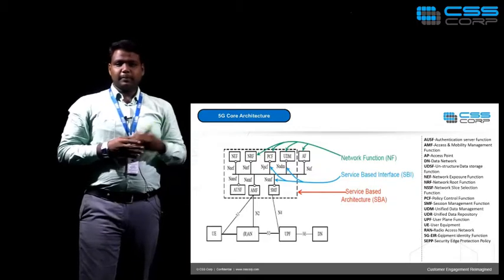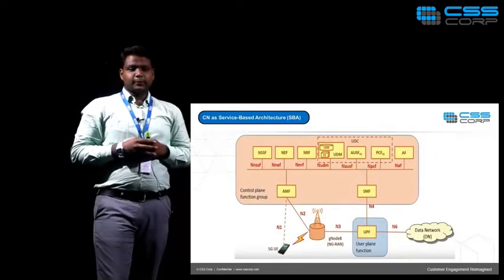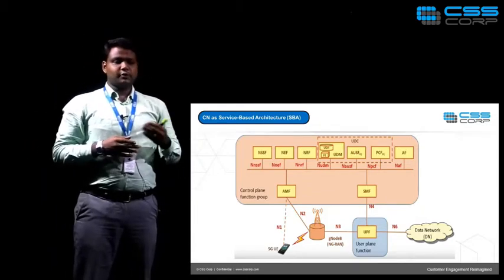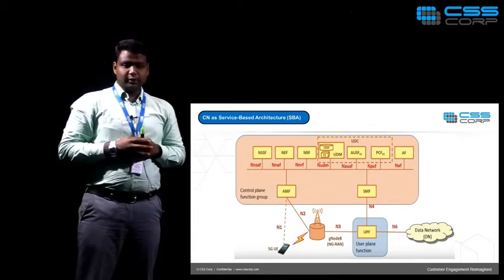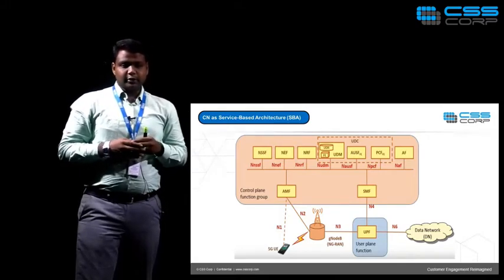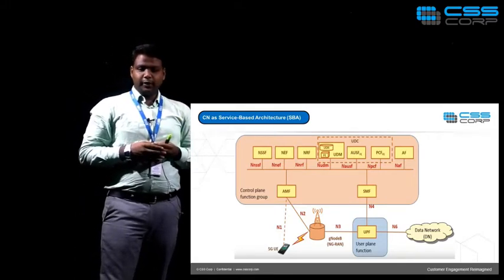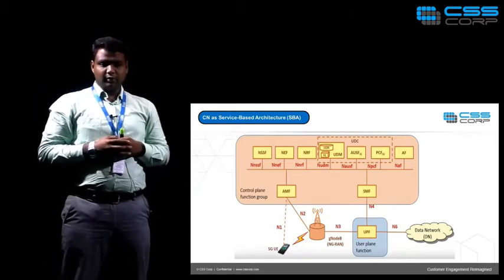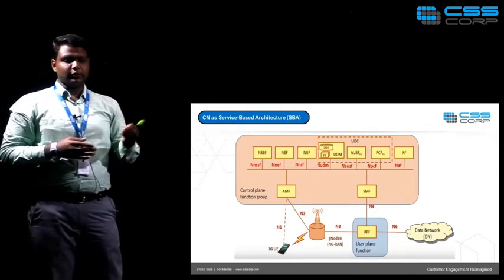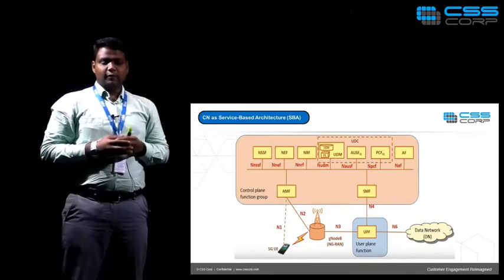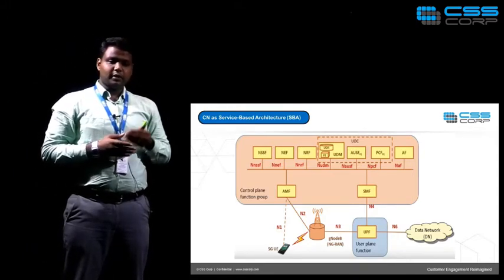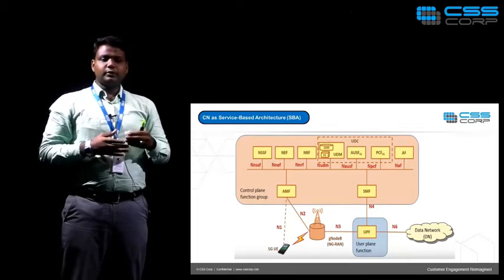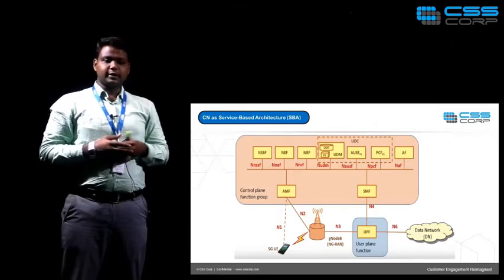So this is a core network which is used for the service based architecture. In this, the UE is connected to the gNode B, and from the gNode B it is connected to the user plane function. From the user plane function it is connected to the data network, and it is also connected to the control plane function groups. Let's look into the control plane function groups in our next slides.